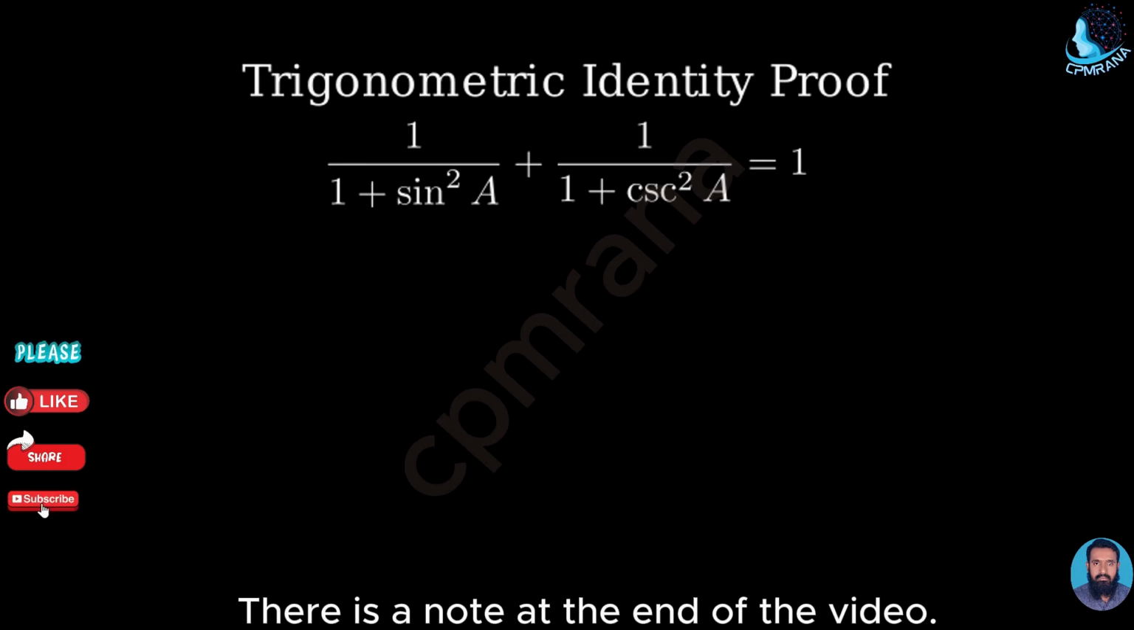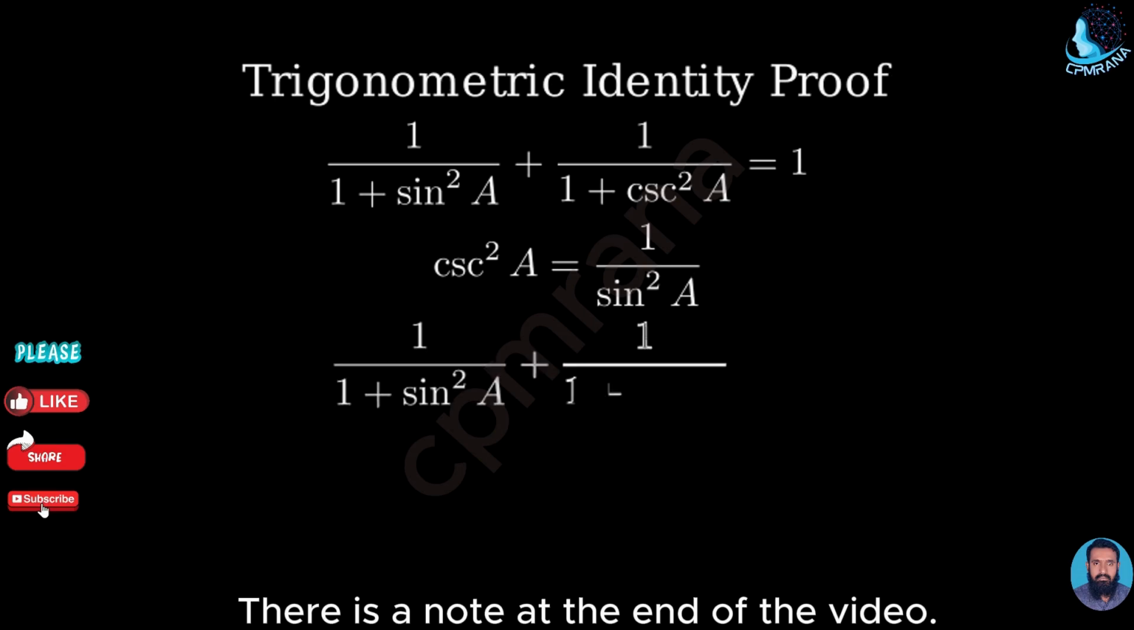Let's begin by recalling a fundamental identity, cosecant squared of a equals 1 over sine squared of a. We'll use this to simplify our second fraction. Now let's substitute this identity into our original equation.